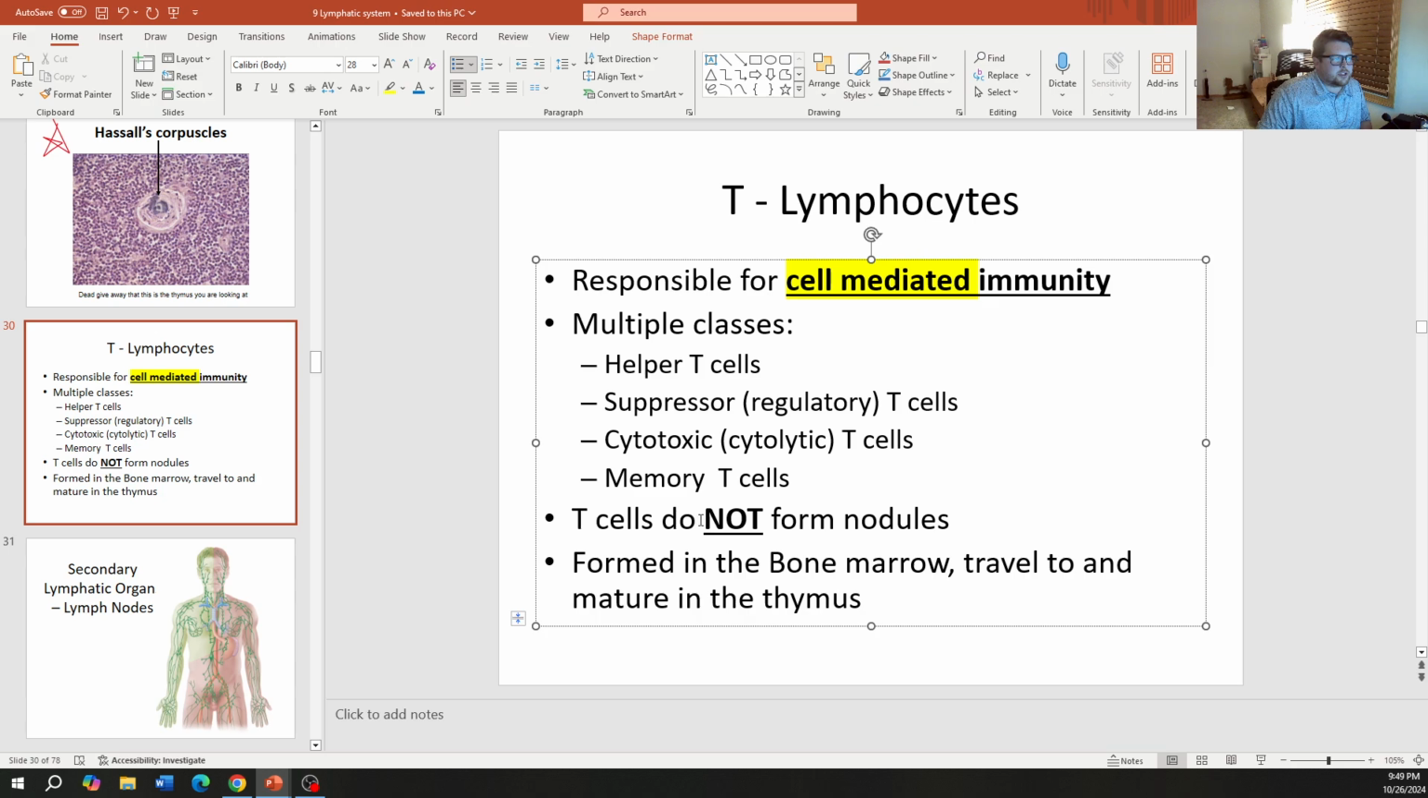Another part, T cells do not form nodes or nodules. Again, super easy test question. Which of the following do not form nodes or nodules? Or which of the following do form nodes or nodules? The B cells do form nodes. T cells do not.